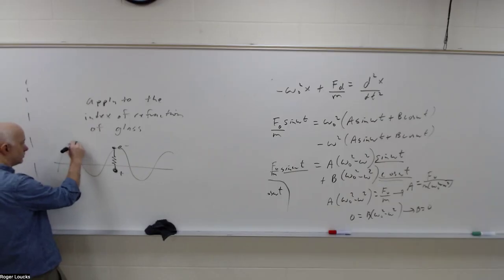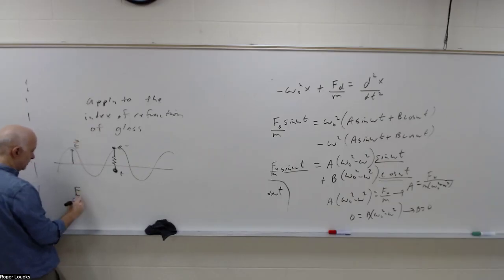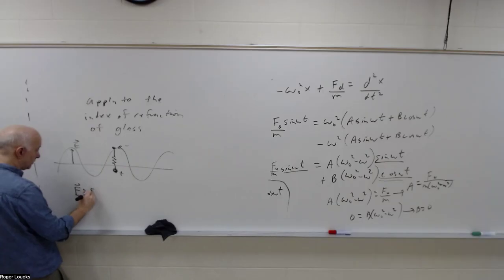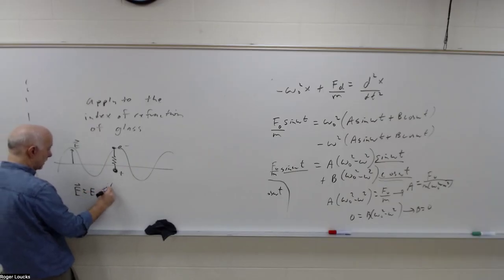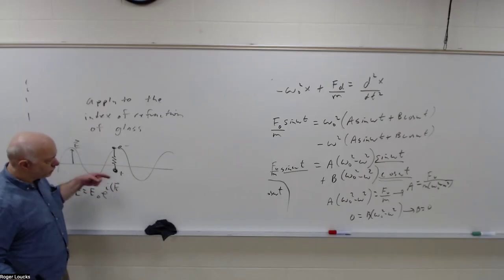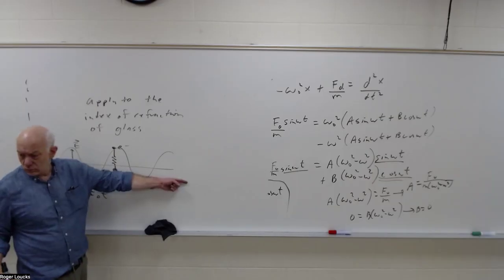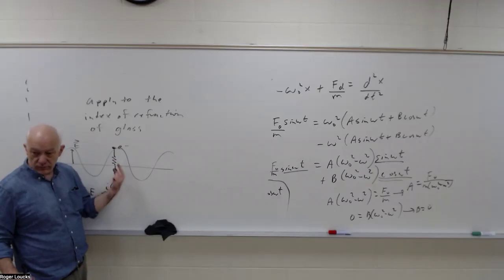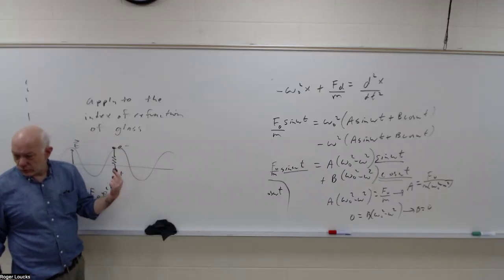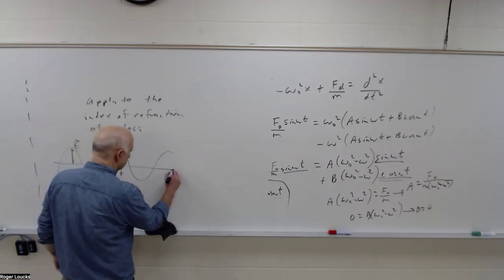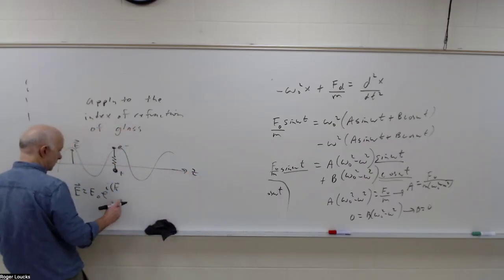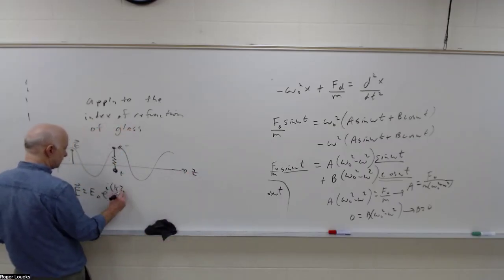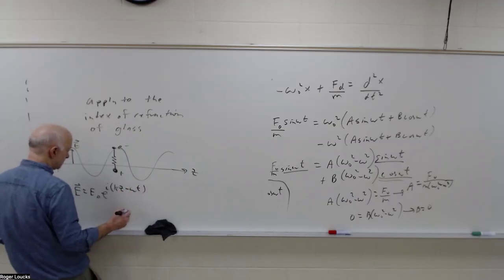This E is going to be some E naught, e to the i, what did we call this direction? Do you mind if I make it Z? Then this will be Z, and this will be X. I think I changed it from what I had before, but that's okay. Let me call this the Z axis. I'll call this kz minus omega t.